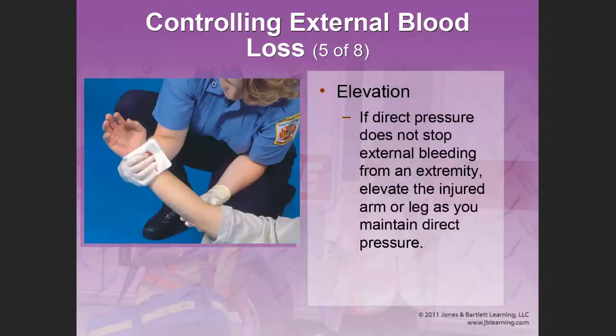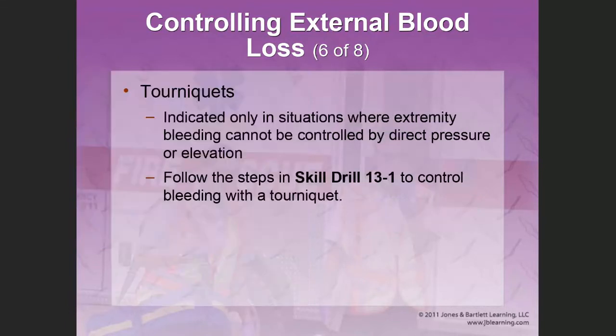Now, the other thing that we can do is direct pressure and elevate above the level of the heart. If direct pressure does not stop external bleeding from an extremity, elevate the injured arm or leg as you maintain direct pressure. Now, tourniquets.